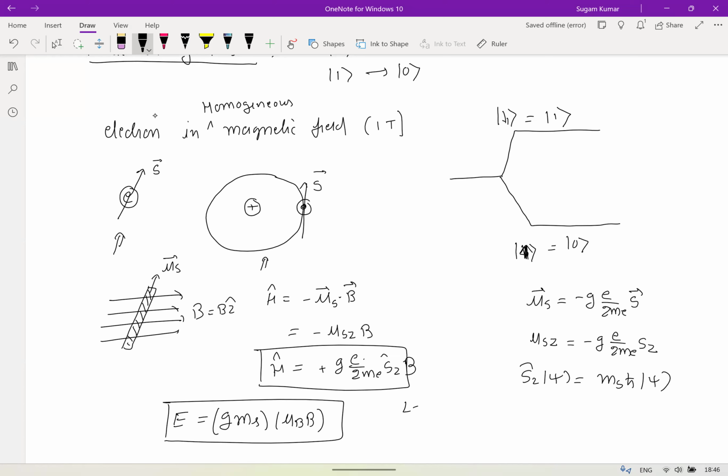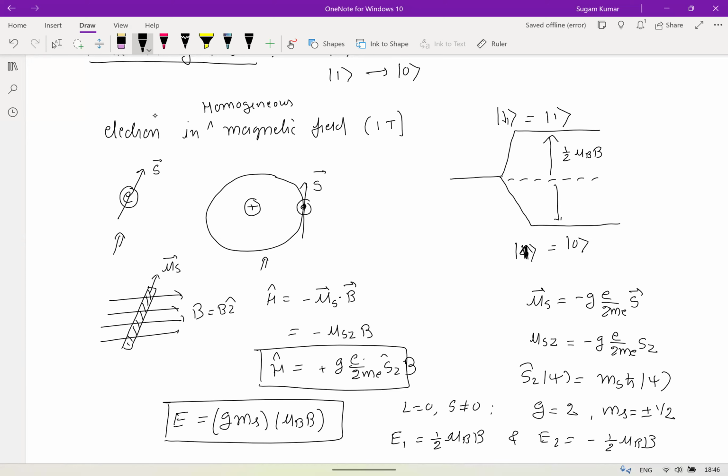And if L is 0 and spin is the only non-zero part, then in that situation g will be 2. And of course, for a spin half particle, m_s is going to be plus or minus half. And you can see that this energy E1 will then be half mu_B B, and this E2 will be minus half mu_B into B. So you can see that one level will go up by a quantity half mu_B into B, and the other level will go down by minus half mu_B into B. And these are the two states.